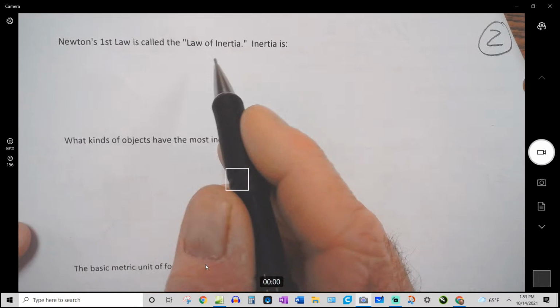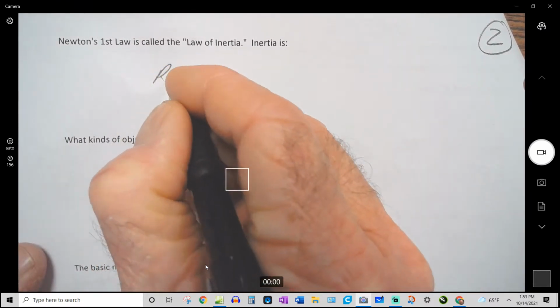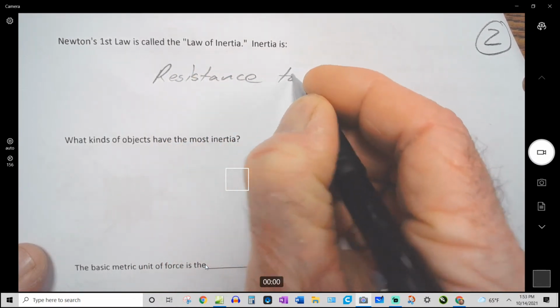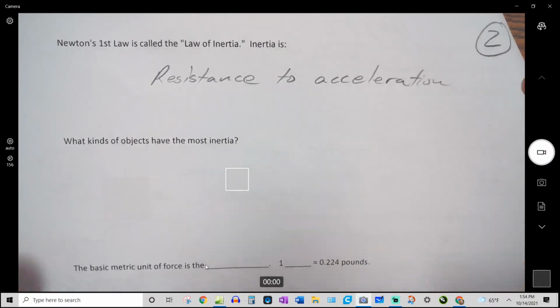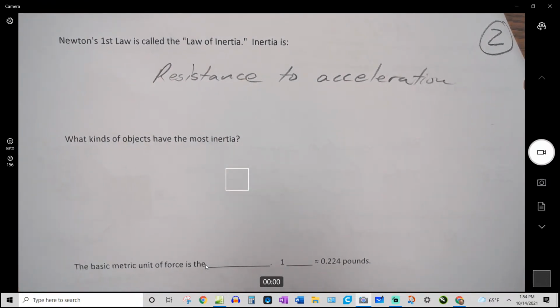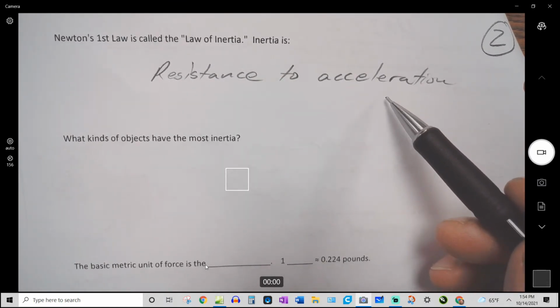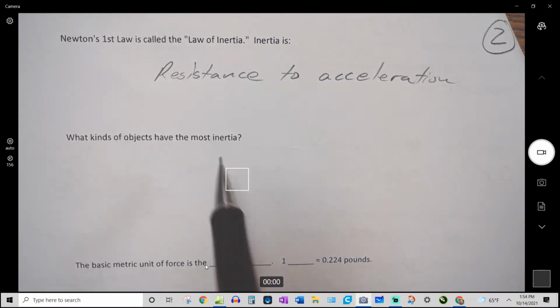So Newton's first law is called the law of inertia. And inertia is just resistance to acceleration. Some things are easy to accelerate. Other things are hard to accelerate, either meaning they're hard to speed up or hard to slow down. What kinds of things have the most inertia? Heavy things. Is that always true?